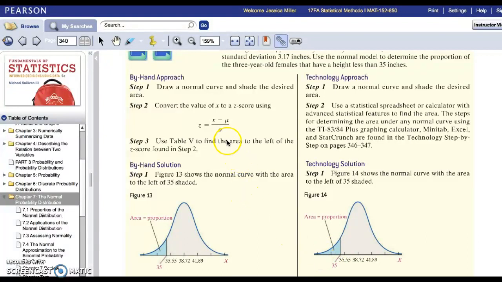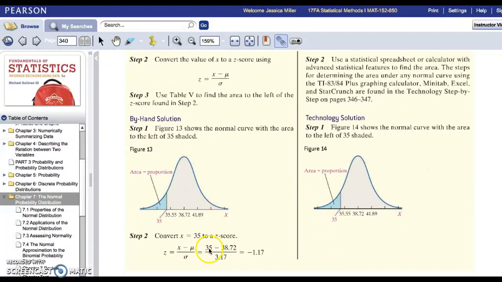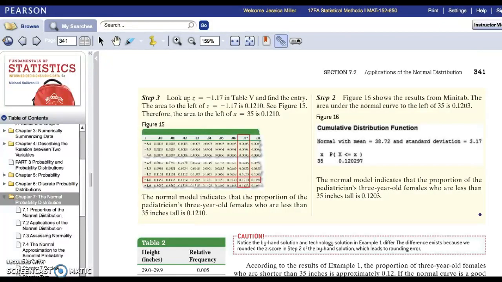So if we're doing the by hand version, your book indicates you should find the z-score and then use a table. So to find the z-score, we can use our 35, subtract the mean, divide by the standard deviation, and we could think about a patient with a height of 35 inches would have a z-score that's negative 1.17. Then what your book does is utilize table 5, and they go over how to use this table 5 in that previous example that we just saw, or that introductory part, and they use the negative 1.17.